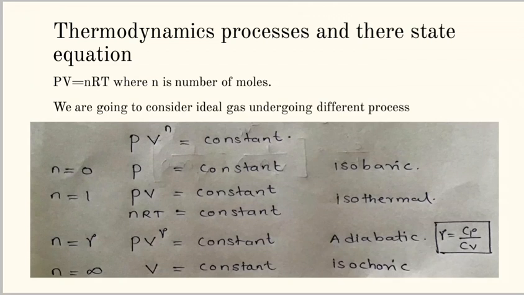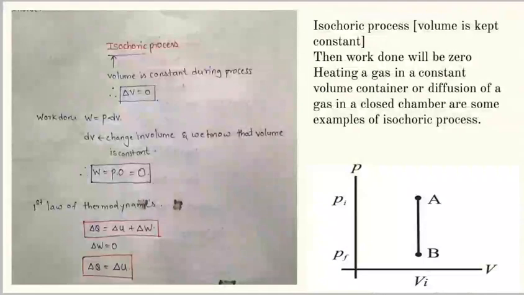If n is equal to gamma, what is this gamma? Gamma is adiabatic ratio, which is Cp upon Cv. Cp and Cv we have already studied in thermal expansion in 11th standard. Cp is molar specific heat at constant pressure, and Cv is molar specific heat at constant volume. Cp is always greater than Cv. Next is, if n is equal to infinity, volume will be constant, which will be isochoric process. So these are state equations which we will be using in different processes.